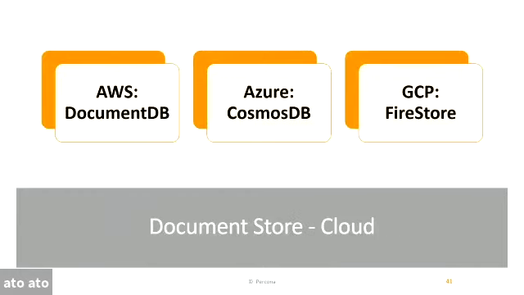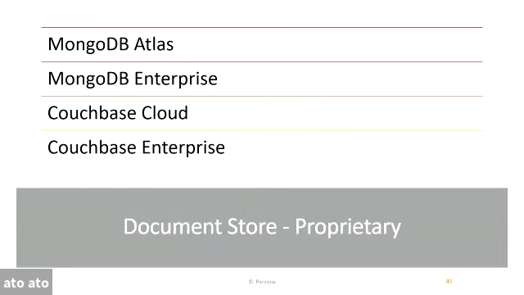Document store. In this case, not a surprise. Again, every cloud has their own approach, in many cases even more than one of them. AWS has DocumentDB with MongoDB compatibility. Azure also has Cosmos DB, which has both a native API and MongoDB compatibility, and GCP comes with Firestore.